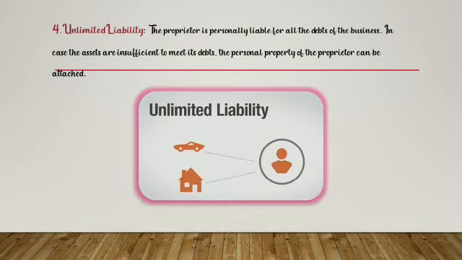Fourth, unlimited liability. Unlimited liability, as the name suggests, means the proprietor is personally liable for all the debts of the business. As I just told you in the third point, if the person has liabilities remaining in the business, or there are debts remaining to pay for the business, the personal properties of the proprietor or the owner of the business would be attached to the money for the debt.